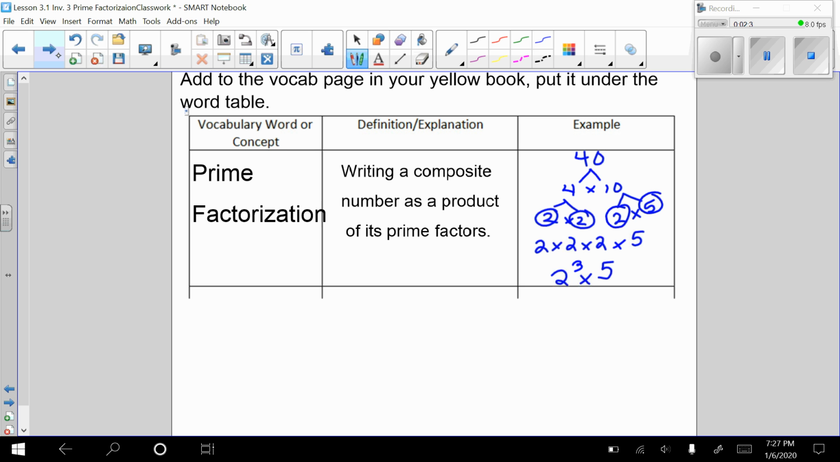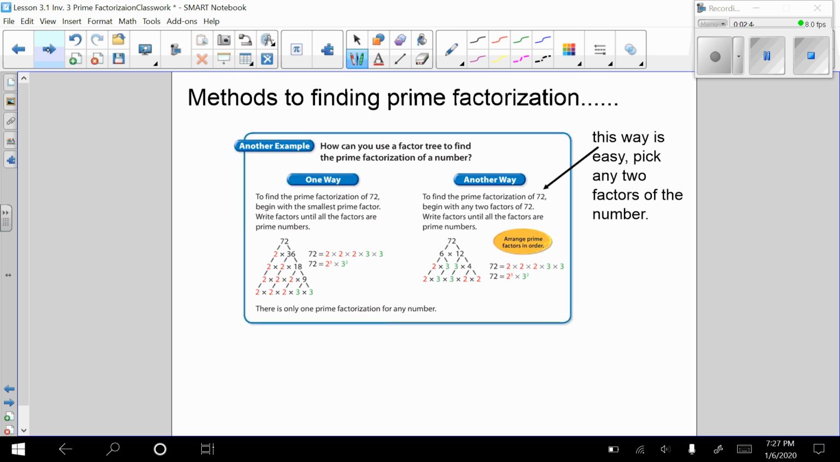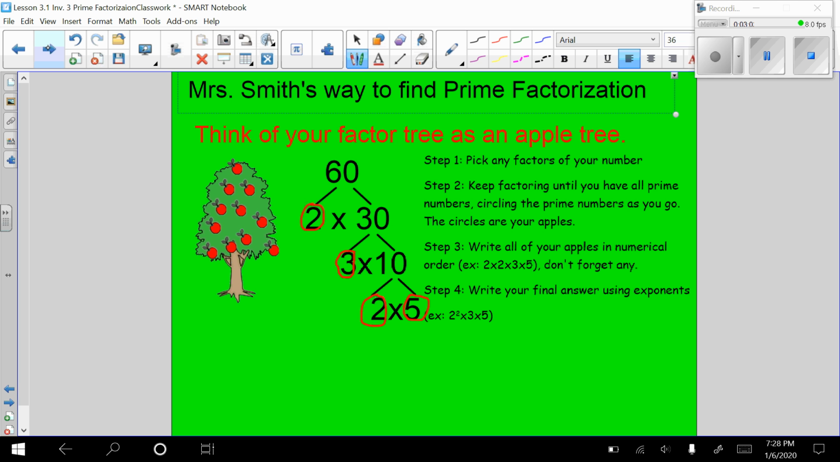Be sure that we know this definition: writing a composite number as a product of prime factors. We normally make a factor tree. You can see that in the example with 40, how we break that down, and that's what we're going to practice today. So here are some more factor trees. Here's one way, finding the factor tree going all the way down. And here's another way, same type of idea. The bottom line of the tree must consist of all prime numbers.